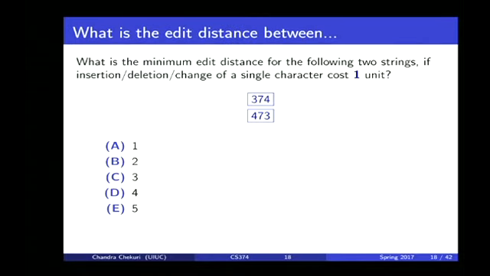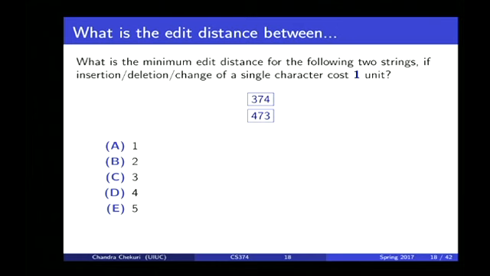Let's do some examples. What is the edit distance between 374 and 473? 0? How can it be 0? They're two different strings. It can't be 0. 2. Okay, how did you figure it out? You can look at 2: this alignment itself gives you a cost of 2. Maybe there is better than that, maybe not. If you have to do 1, you realize that you can't do it with 1.